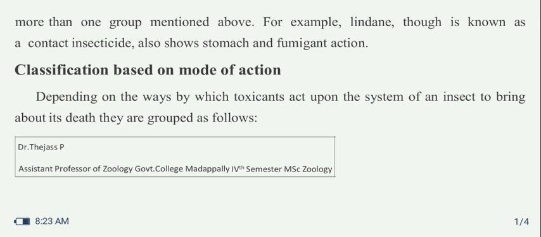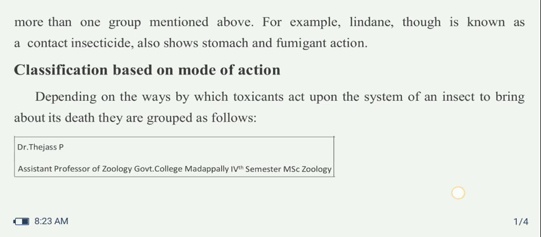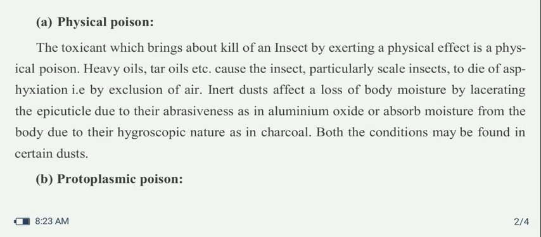Classification based on mode of action, depending on the ways by which toxicants act upon the system of an insect to bring about its death. They are grouped as follows. Physical poison. The toxicant which brings about kill of an insect by exerting a physical effect is called a physical poison. Heavy oils, tar oils, etc. cause the insect, particularly scale insects, to die of asphyxiation by exclusion of air.